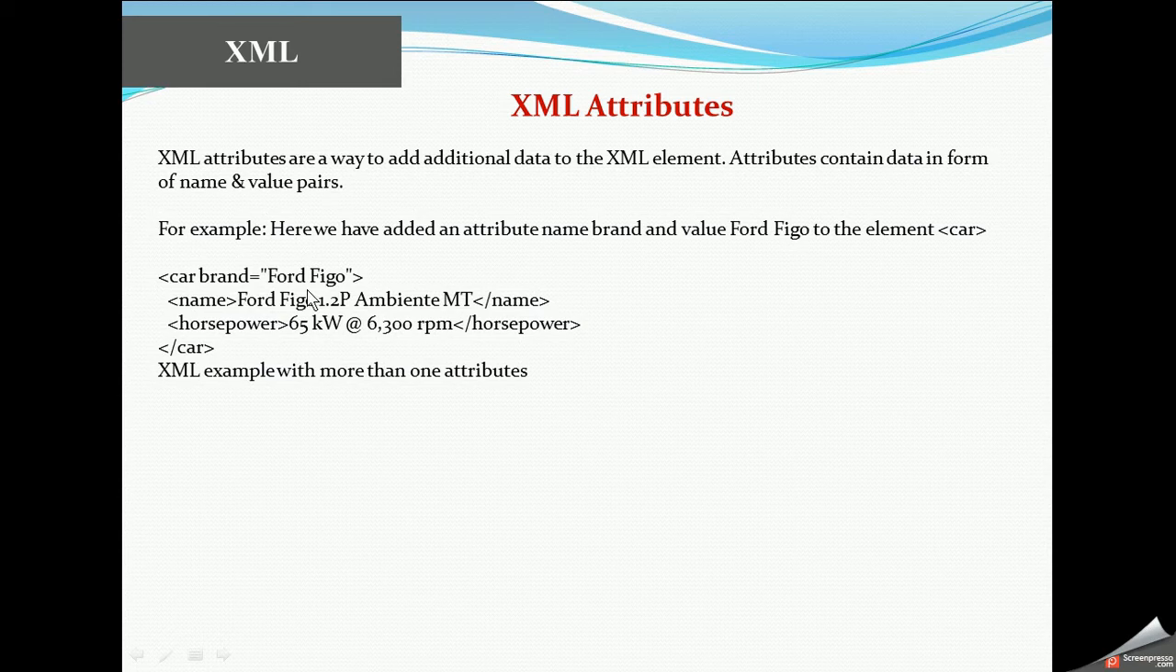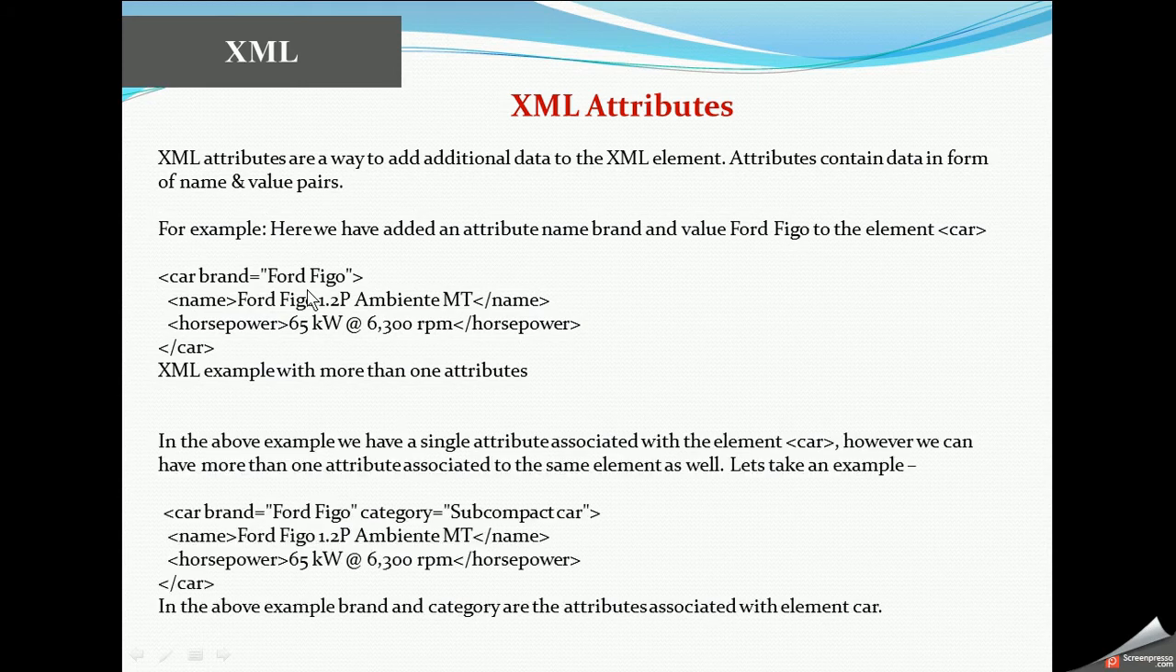Okay. In this way we can declare our attribute. Now suppose I want to declare two or more attributes. Then we will write it as: car brand="Ford Figo" category="subcompact car". So you can see we have two attributes over here.